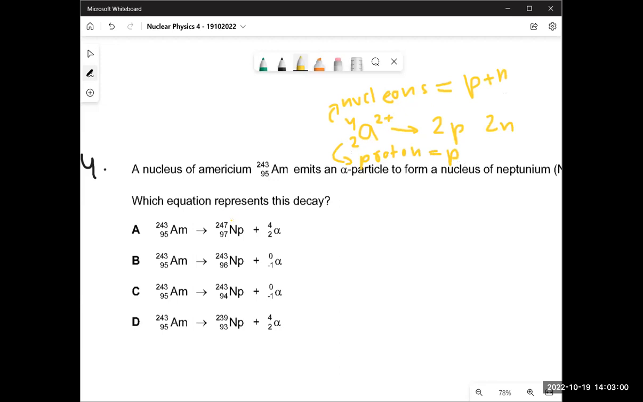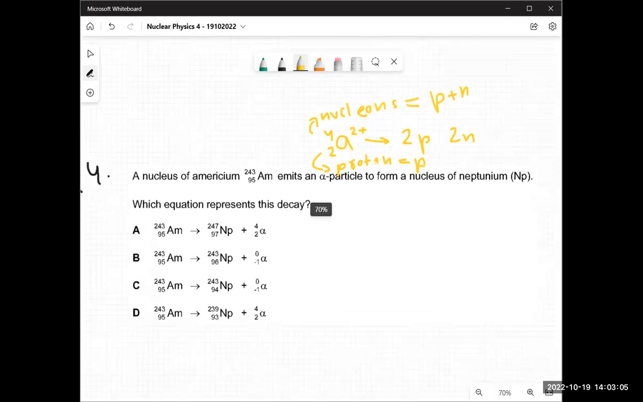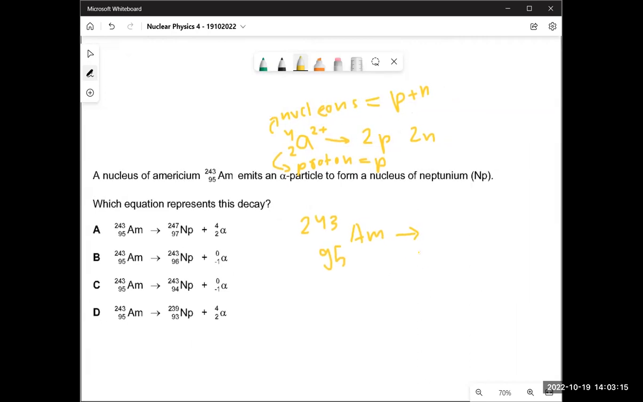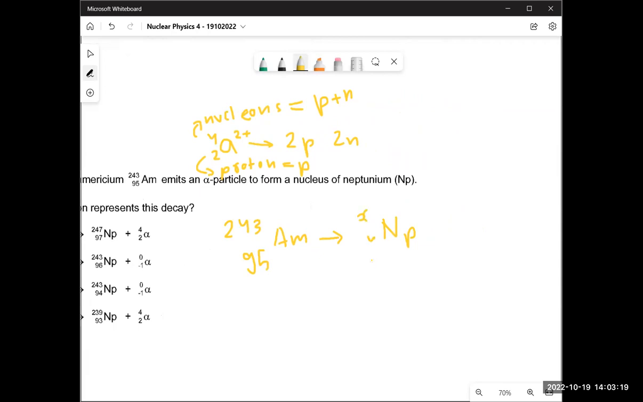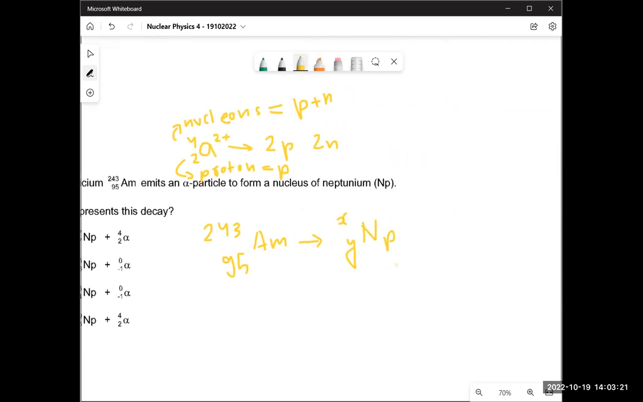Now over here, let's see what could be the case. How do I represent this? Now I have 243, 95. The nucleons are 243, protons are 95, Am. This is breaking down to give us Np. Well, I don't know what this is because I won't be getting a periodic table, because this is not chemistry. And next thing is, I do know that alpha particles are released and they have 4 and 2.